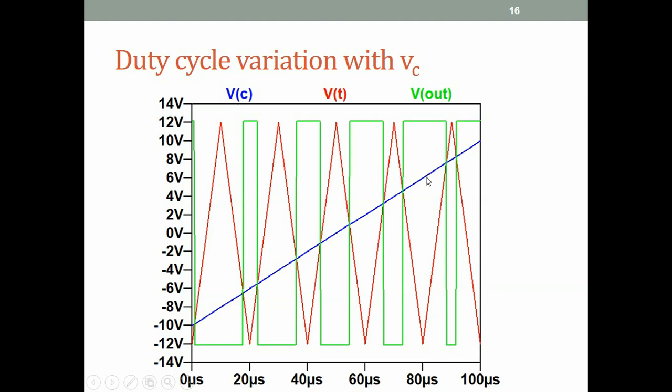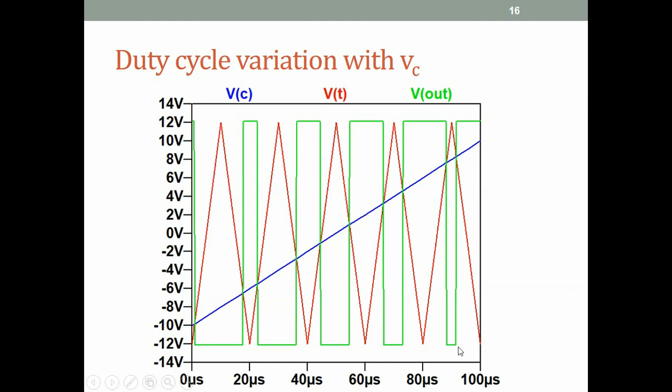So if you consider VC to be constant, let us say at minus 6 volts, then the output will stay high for this much and stay low for this much, and it will repeat, and therefore it will have a low duty cycle. If VC was high, let us say plus 6 volts, then the output square wave would be high for a longer duration and low for a much shorter duration.